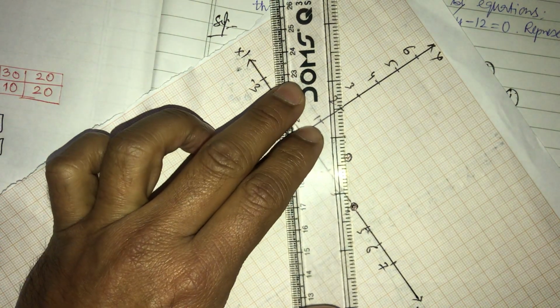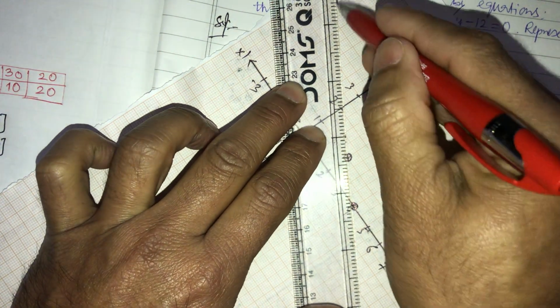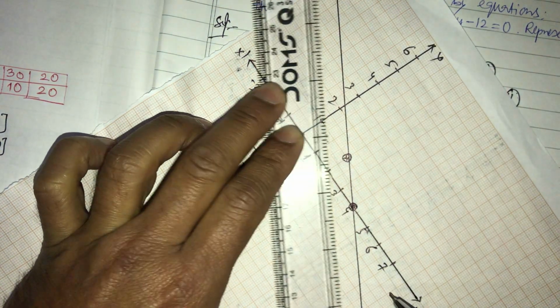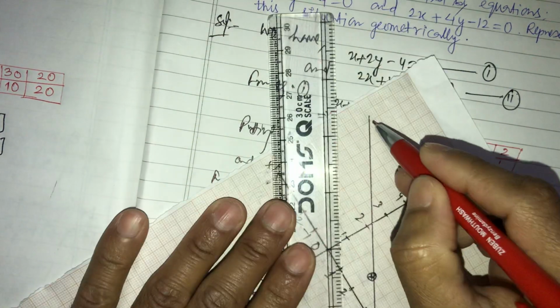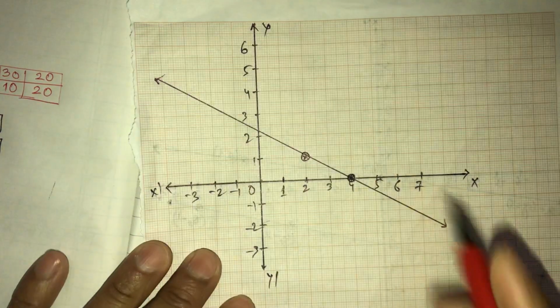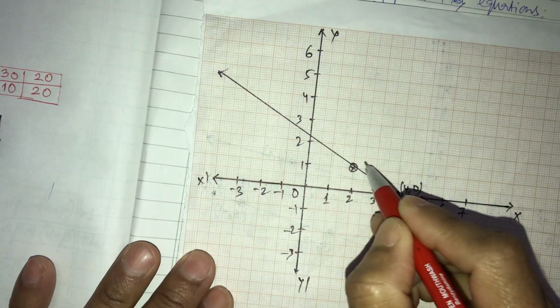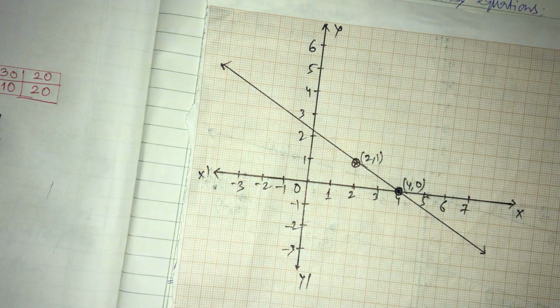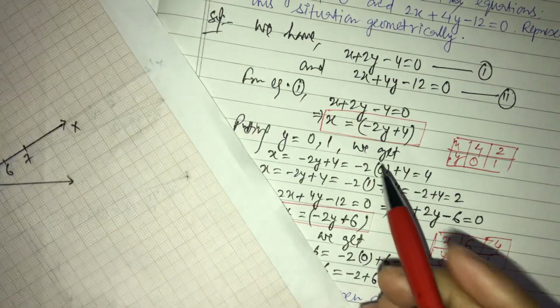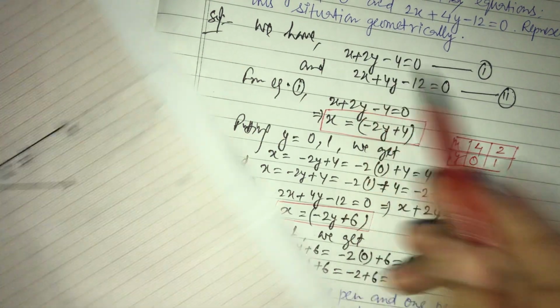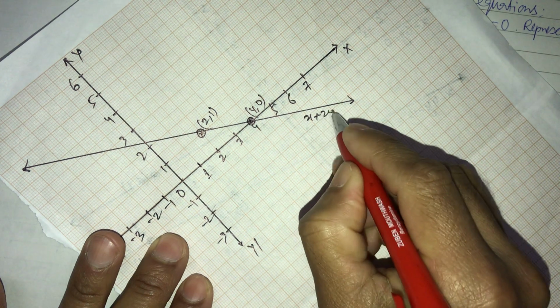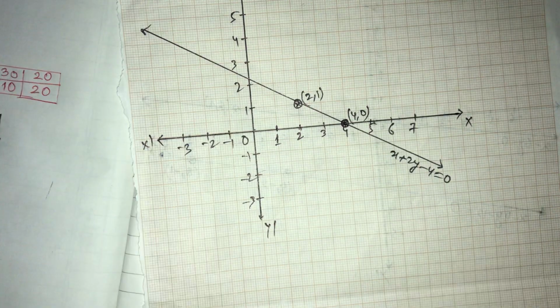You will get the first line. So you got the first line here. This and this. Let's mark the coordinates here. This coordinate is 4, 0 and this was 2, 1. So the first equation was x plus 2y minus 4 equal to 0. We got the first line. Now let's go for the second.